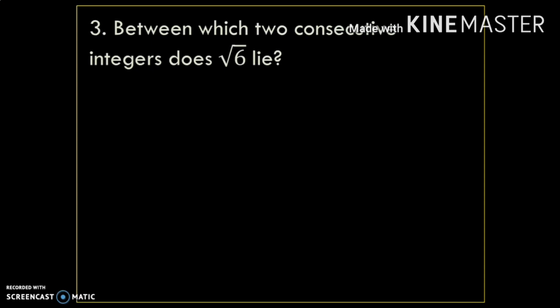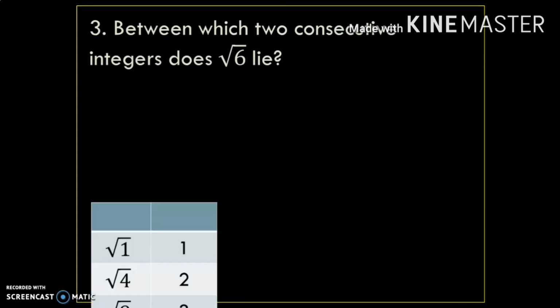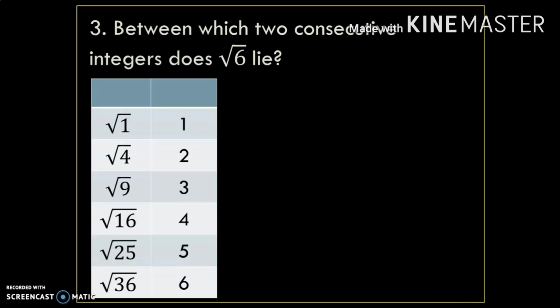Between which two consecutive integers does the square root of 6 lie? So, ibig sabihin, di ba, hindi exact, wala tayong exact square root of 6. So, ngayon, ang una mong gagawin ay mag-list down ng mga square root. Magsimula ka sa 1: square root of 1, square root of 4, square root of 9, square root of 16, square root of 25, square root of 36.